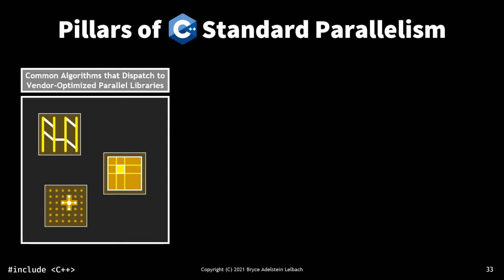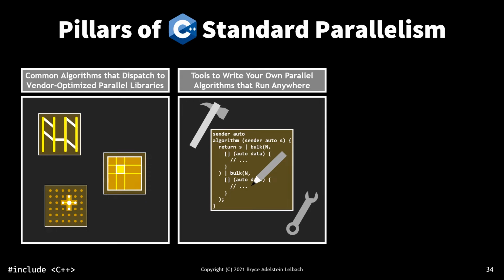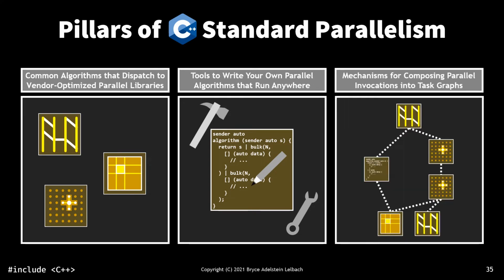There are three pillars to our strategy for parallelism in standard C++. First, we need a corpus of common algorithms that dispatch to vendor-optimized parallel libraries. Next, we need tools to write your own generic parallel algorithms that can run anywhere. Finally, we need mechanisms for composing parallel invocations into task graphs. We'll start with the first pillar, the collection of common parallel algorithms.